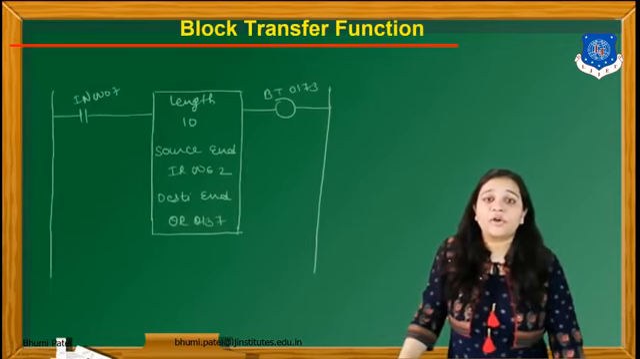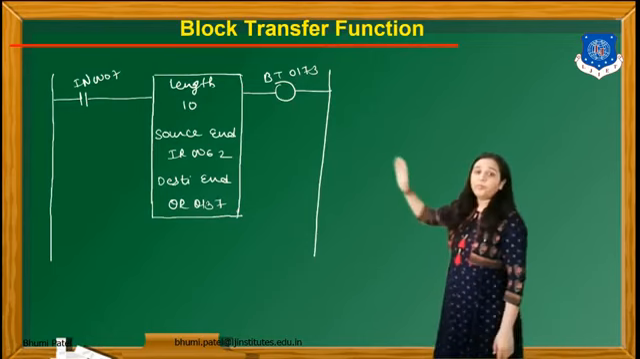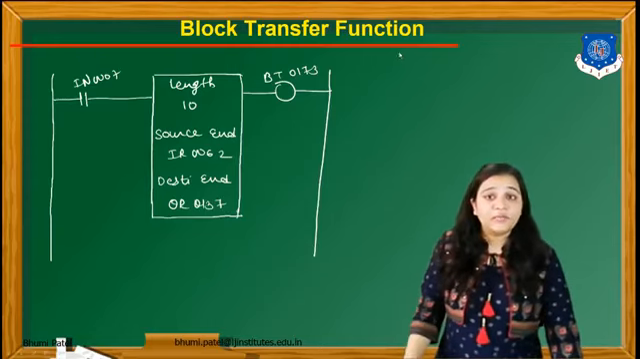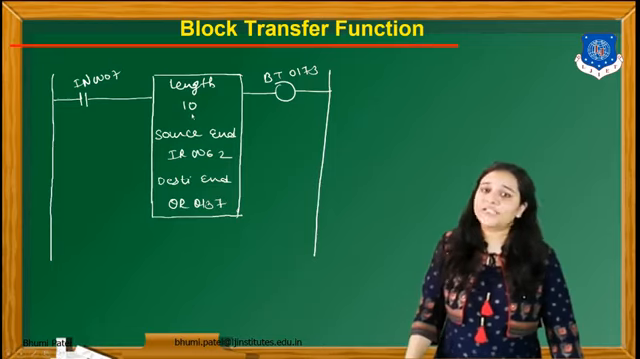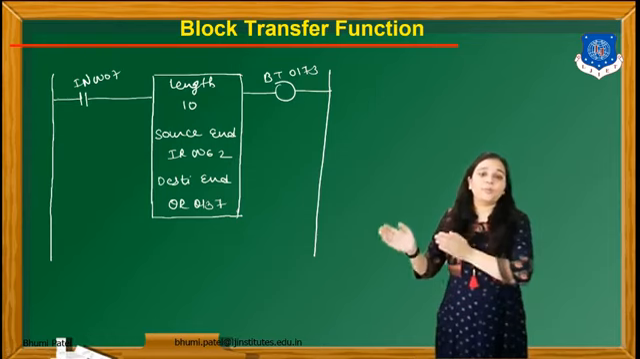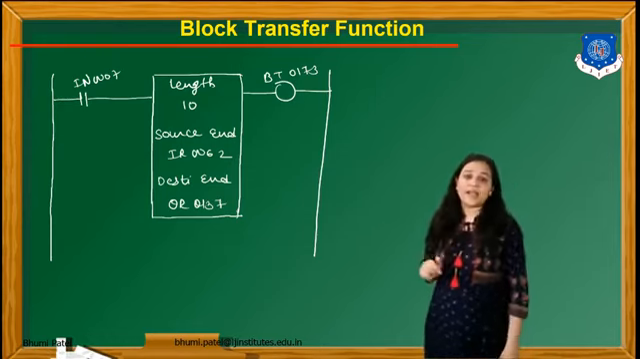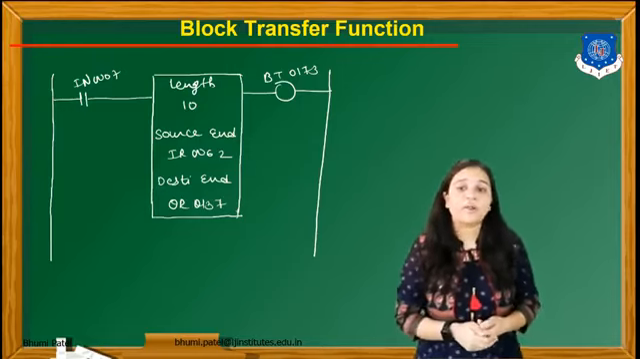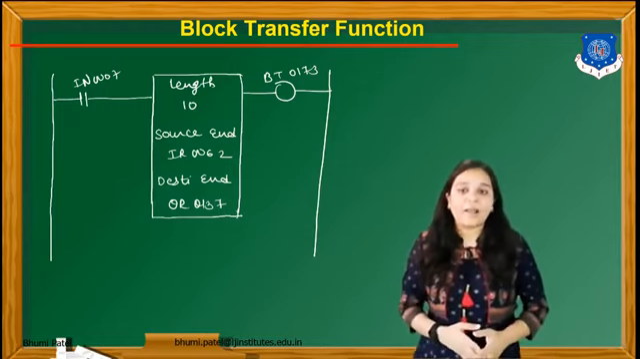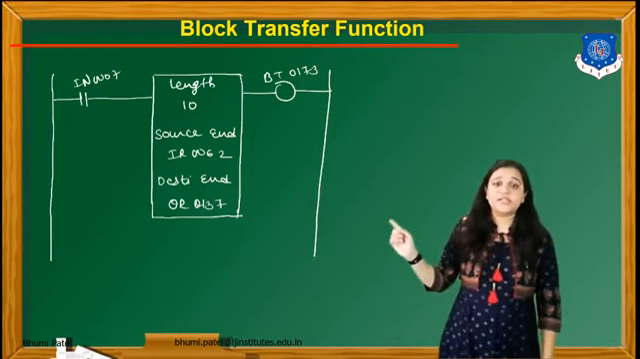Whenever we draw the block transfer function diagram, we take one input, IN007, then we have to decide the length of this block. Here we have to transfer 10 registers from input to output, from source to destination, so we write length 10. If we have to transfer only 4 registers from source to destination, we write length number 4.